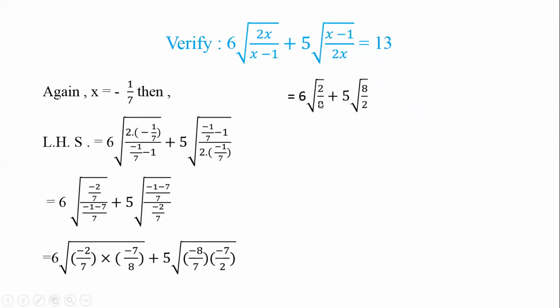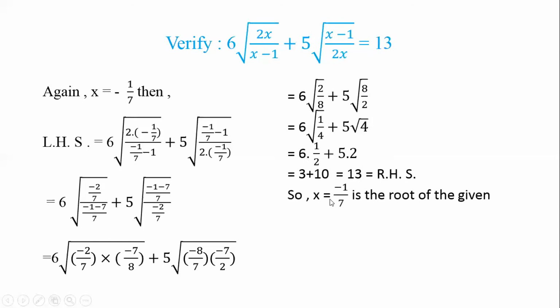From this term we get 6 root over 2 by 8 plus 5 root over 8 by 2. As you know, 2 by 8 equal to 1 by 4, 8 by 2 equal to 4. Square root of 1 by 4 equal to half, square root of 4 equal to 2. So you get here 3 plus 10 equal to 13, equal to right hand side. So x equal to minus 1 by 7 is the root of the given equation. So our required solution here is x equal to 25 by 7, comma minus 1 by 7, because these two values satisfy this equation.